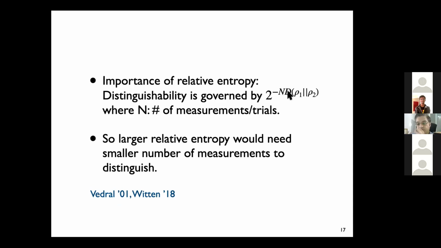So this relative entropy tells you how easy it is to distinguish between two different theories or two different density matrices. So if you have a large relative entropy, you would require a smaller number of measurements to distinguish. Of course, this is a familiar concept, but if somebody is interested in learning about it, there's a very famous review by Vedral from 2001 and a very nice review by Ed Witten in 2018.